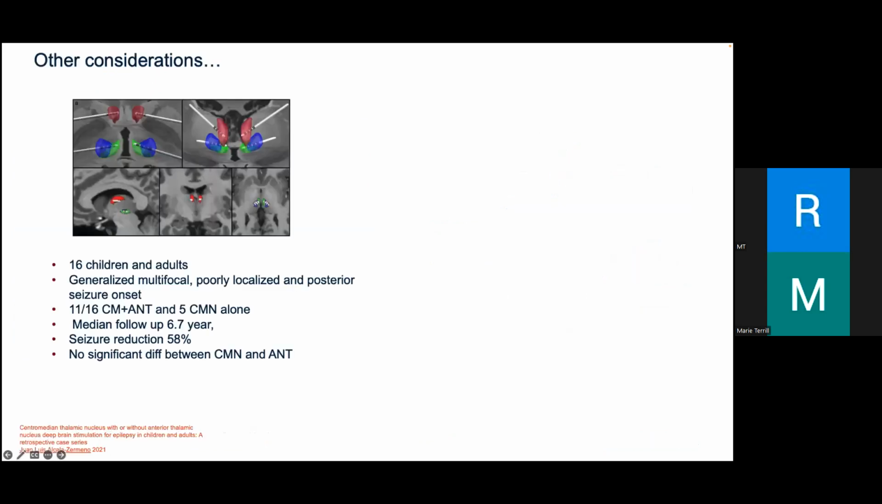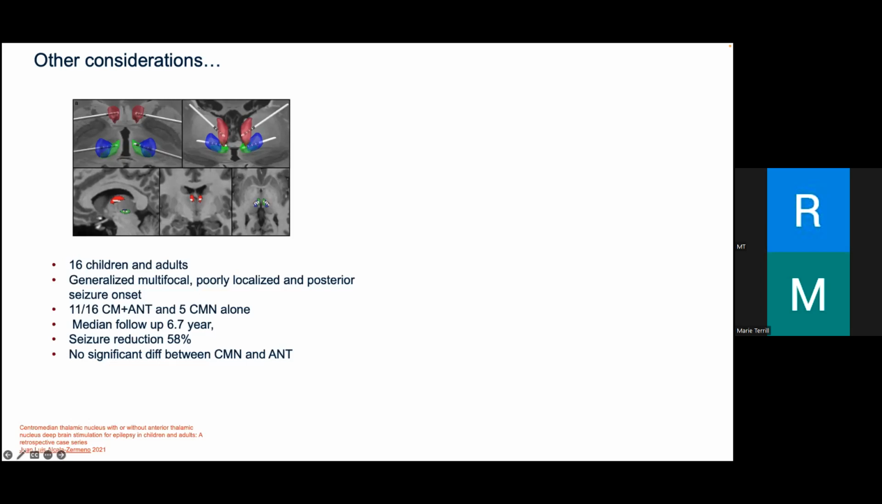Other considerations: this is a retrospective series that looked at the use of deep brain stimulation targeting both your central median nucleus and the anterior nucleus of the thalamus. They had about 16 patients, children and adults. Among them, 11 of the 16 patients had both central median and ANT implantation, and 5 of them just had the central median implantation alone.